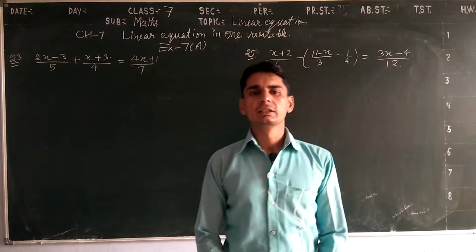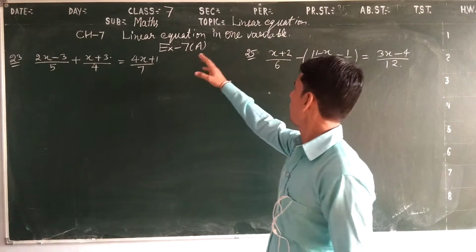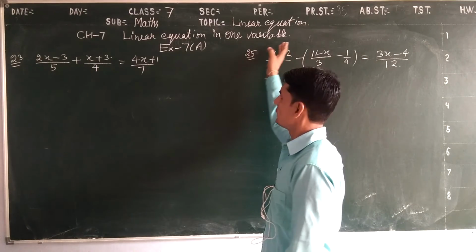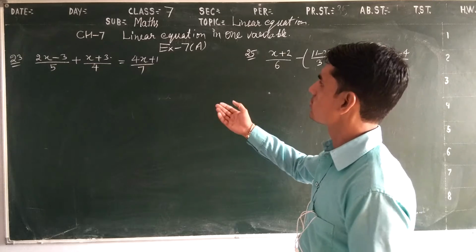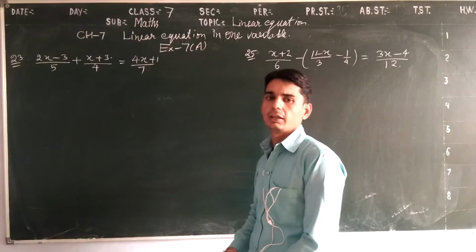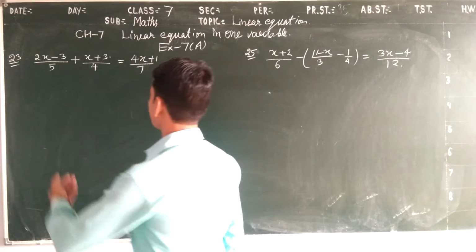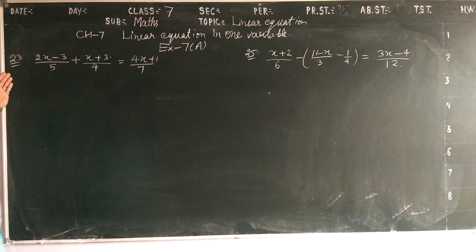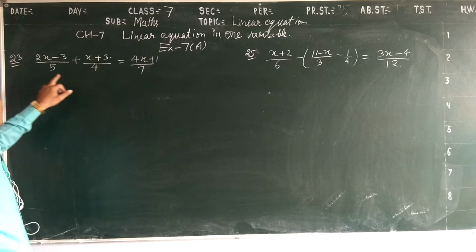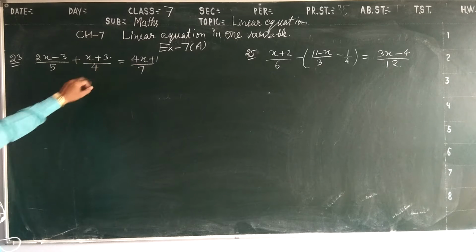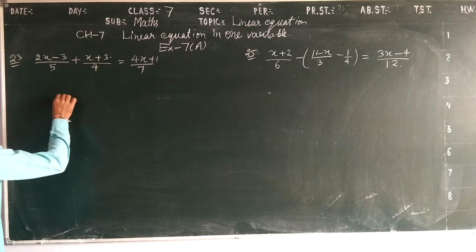You know very well, chapter number 7, linear equation in one variable is going on. So, today we will discuss the last questions of exercise 7a. See question number 23. First of all, we take the LCM of 5 and 4.